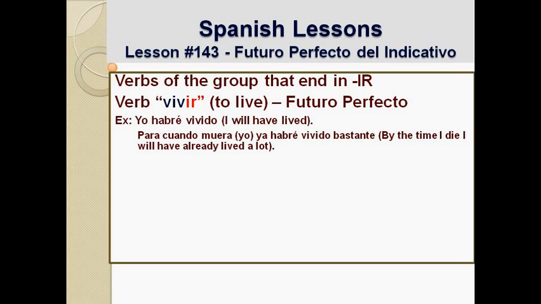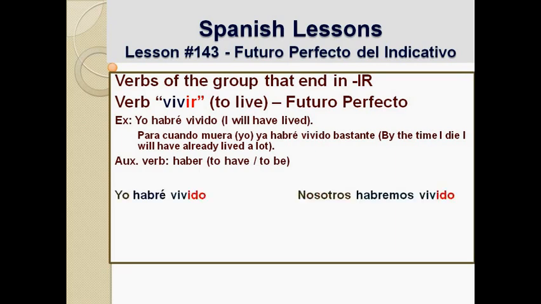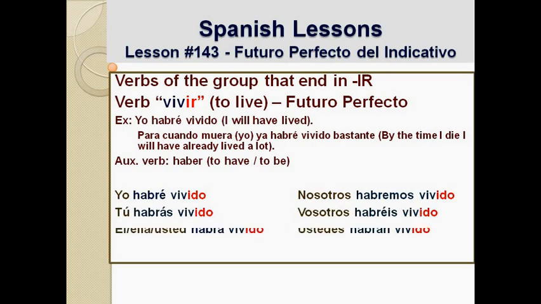You can see here in the Spanish sentence, habré vivido is conjugated in futuro perfecto, right? Habré is the auxiliary verb, vivido would be the verb vivir. Because in futuro perfecto we have to use an auxiliary verb, the verb haber. So here we can see how to conjugate.